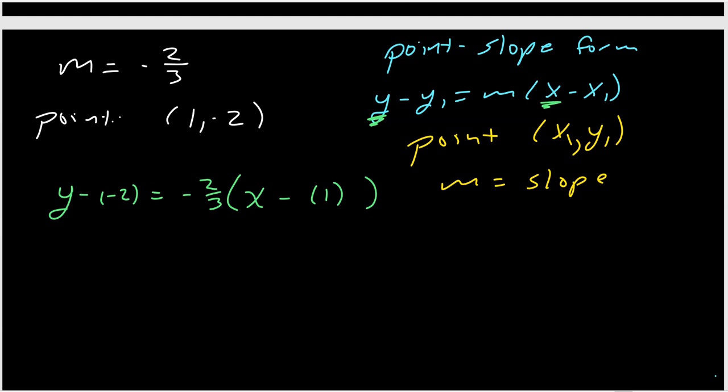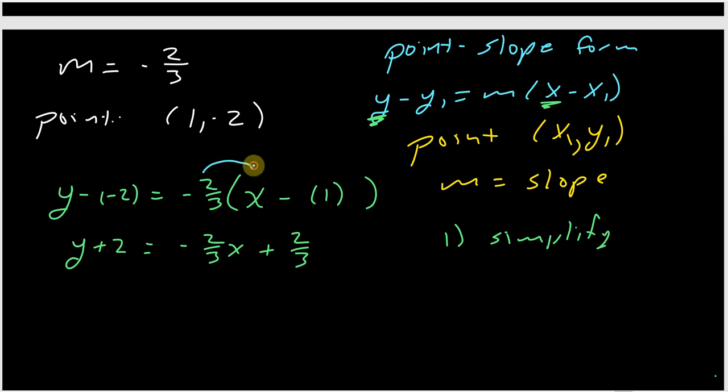Now, I want to write this in slope-intercept form, just because, okay? When you go to write it in slope-intercept form, always just simplify, okay, both sides. So we're going to have y plus 2, and I'm going to use my distributive property. So that's 2/3 x plus 2/3. We're just taking the 2/3 here and we're multiplying it by x and by the negative 1, and you get negative and negative give you the positive.